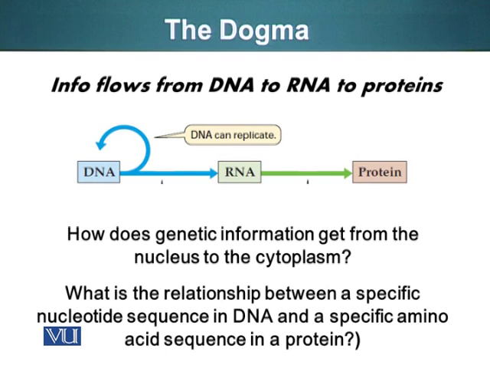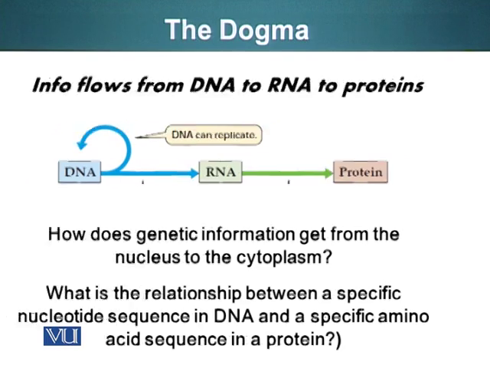The second question that rose was, what is the relationship between a specific nucleotide sequence of DNA and a specific amino acid sequence in a protein? Basically, how is the language of nucleotides converted or translated into the language of amino acids? Amino acids, as we know, make the proteins which ultimately do the work, or perform the functions which are coded by DNA to begin with.